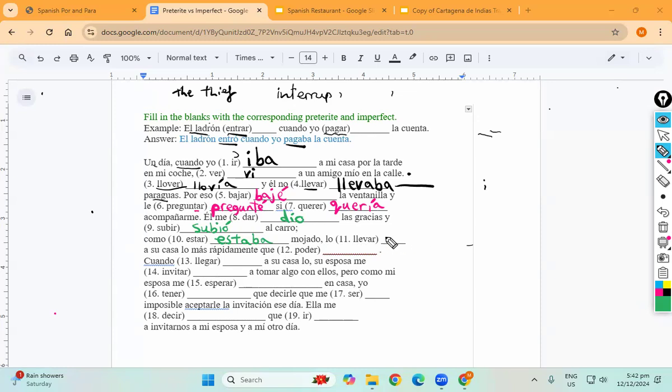It's not a single completed action, or is it a single completed action? I carried him to his house. In English, it sounds like a single completed action, right? What do you think? Think about it.